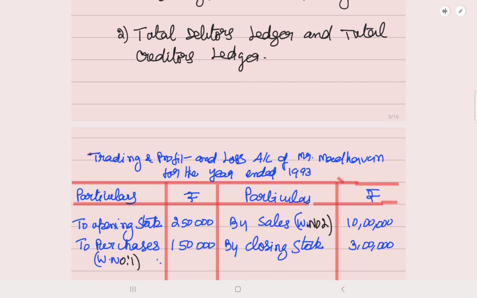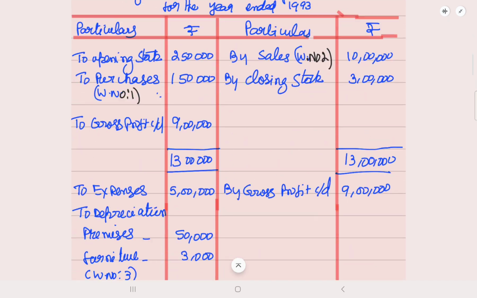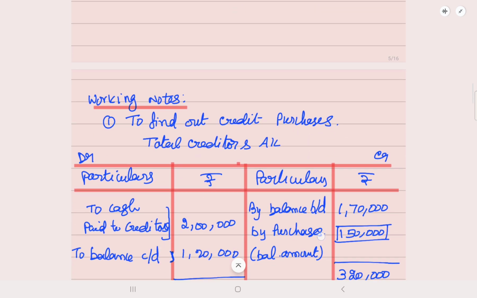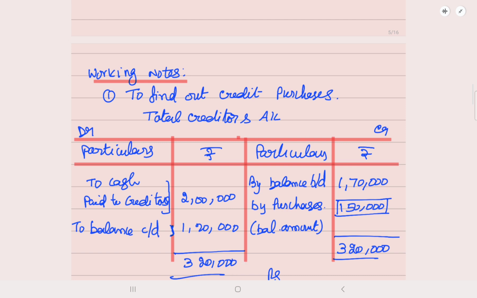So, first we can open the necessary ledgers. See the working notes. To find out credit purchases, in the total creditors account, particulars: to cash paid to creditors 2 lakhs is given, to balance carried down, that is closing creditors 1,20,000 is given, and opening creditors 1,70,000 is also given. Here the balancing figure 1,50,000 is credit purchases.